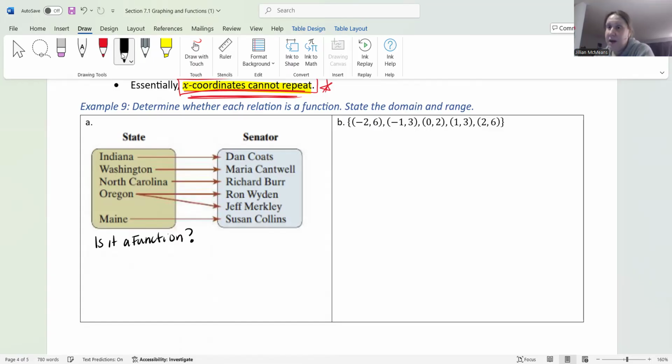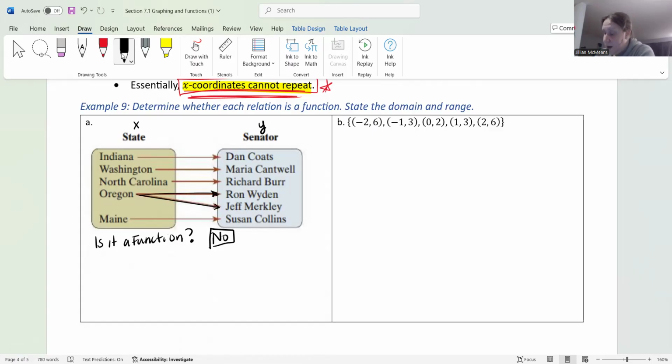And the answer here would be, well, no. This is not a function because Oregon corresponds to two different senators. If we think of this as our input value, those would be our X's, and we think of senators as our output values or Y, then imagine a machine where you could type in an X value, a state, and it would spit out the senator. Well, in this case, if we type in Oregon, it spits out two senator names. So this would not be representative of a function.